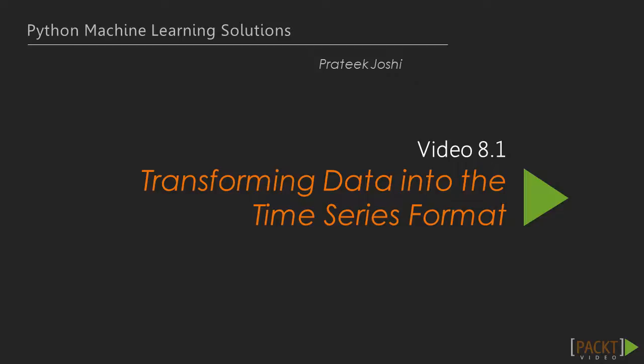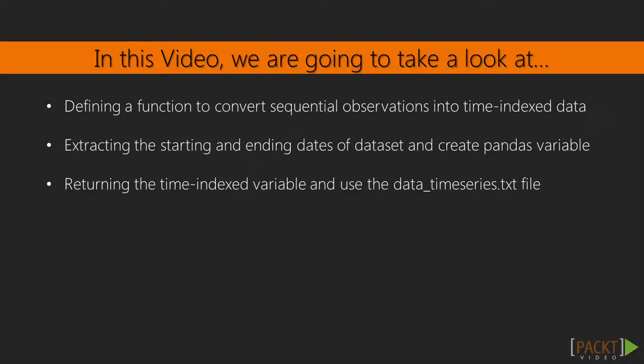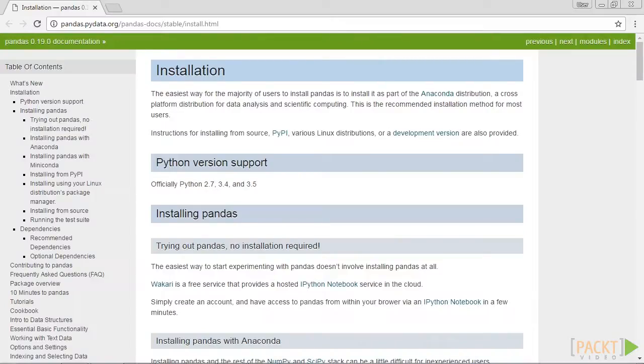Now we move on to the first video of this section that deals with sequencing of observations into time series data and visualizing it. We'll start by understanding how to convert a sequence of observations into time series data and visualize it. We'll use a library called Pandas to analyze time series data. Make sure that you install Pandas before you proceed further. You can find the installation instructions at this website.